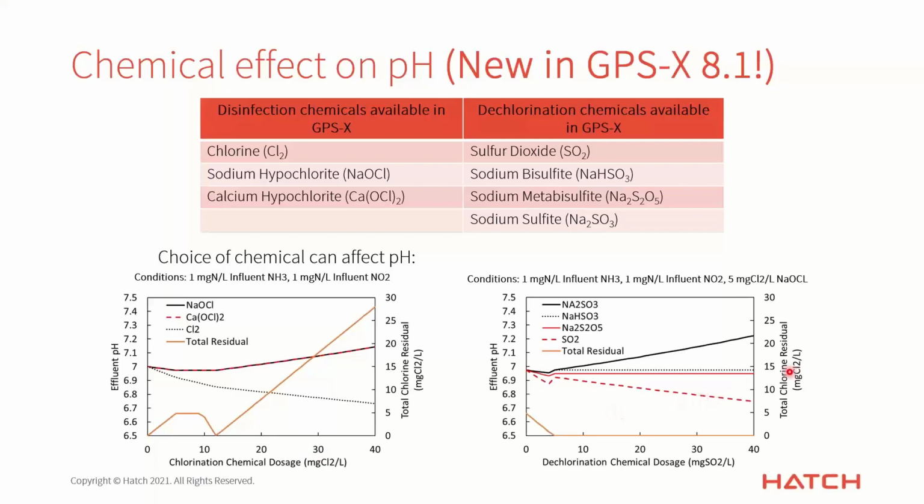The second graph here is very similar to the chlorination graph, except it's just showing the dechlorination chemicals. And again here, this is the dechlorination chemical residual, not dosage. You can basically see that all of the different dechlorination chemicals also have a different effect on pH. The sodium sulfite actually increases the pH quite a lot, whereas the sulfur dioxide is decreasing the pH pretty significantly.